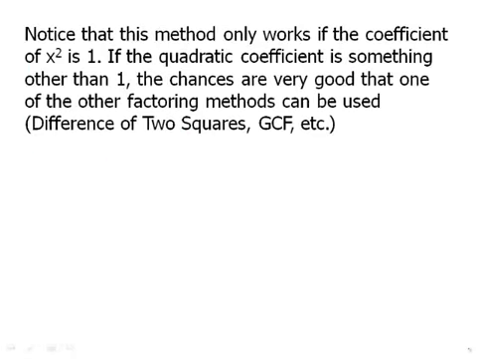Notice that this method only works if the coefficient of x squared, the quadratic coefficient, is 1. If the quadratic coefficient is something other than 1, chances are very good that one of the other factoring methods can be used. Say the difference of two squares or a greatest common factor. It may mean that we have to factor out a greatest common factor, and then we get an ordinary quadratic. So we'll have to talk about combined factoring techniques if something like that comes into play. And that's what we'll talk about in our next video.